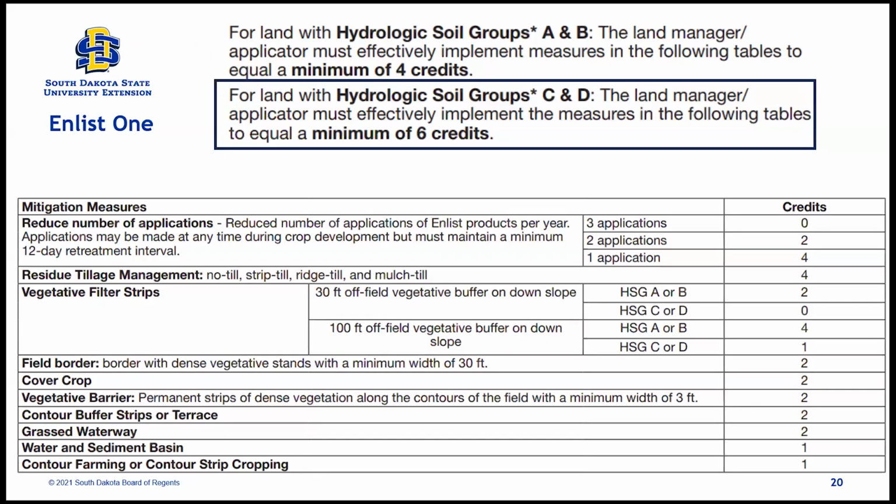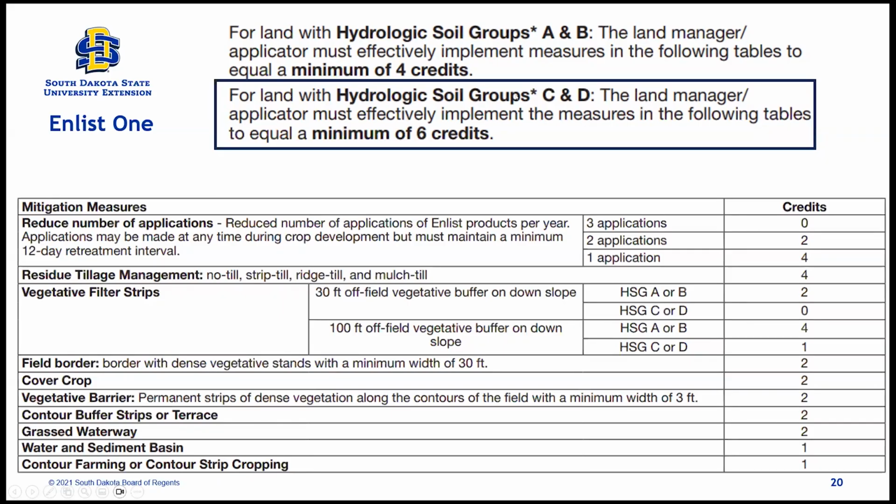And some of them are going to be a lot easier to manage, right? So this is the Enlist One label, pulled it off, again, using my Control F for the mitigation. And it really lays out what you need to do to get the points for applying the herbicide. So for our soils here in South Dakota, we need 6 credits or 6 points. Well, we can reduce the number of applications. If we have 1 application, we get 4 points. Remember, if we farm in South Dakota, we already have 6. But maybe we're doing two applications, right? Okay, so we're at 4 now. But if we're doing no-till or conservation tillage, again, we're getting back to the point where we have these points.